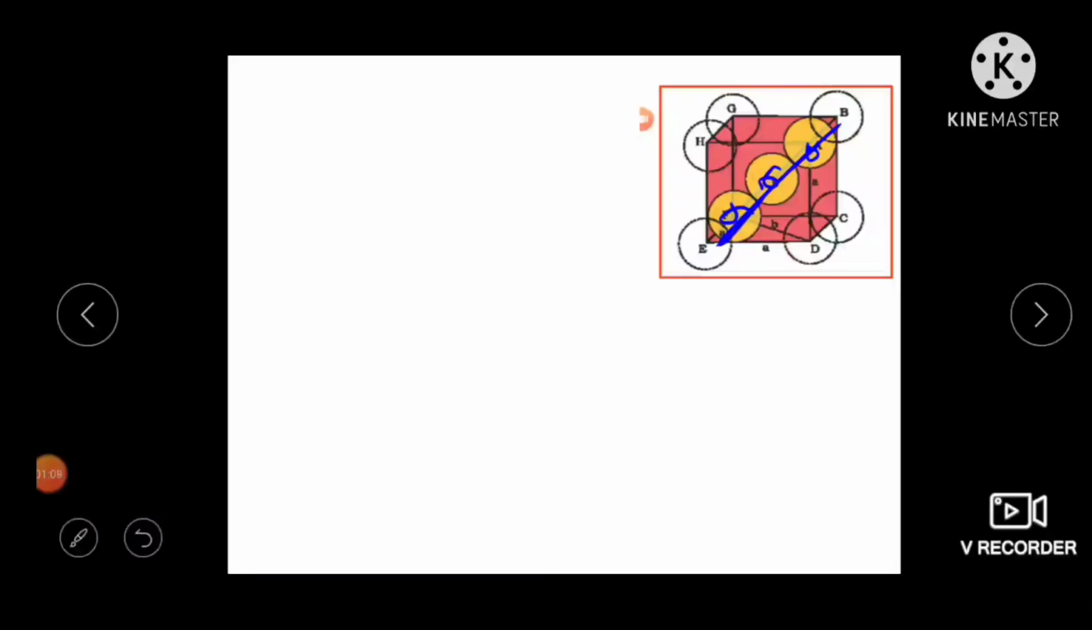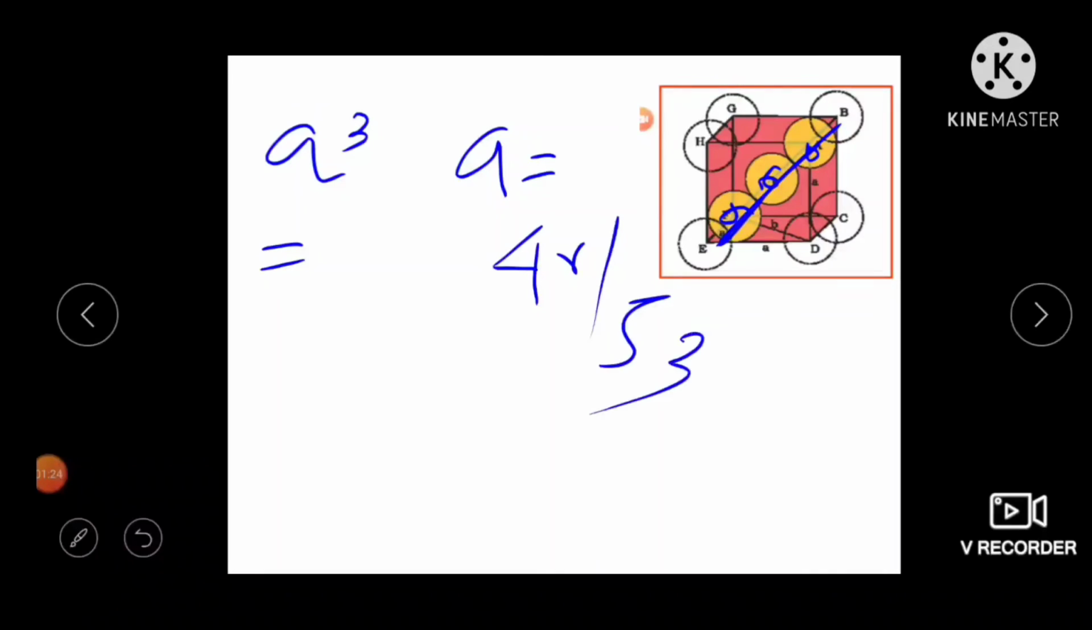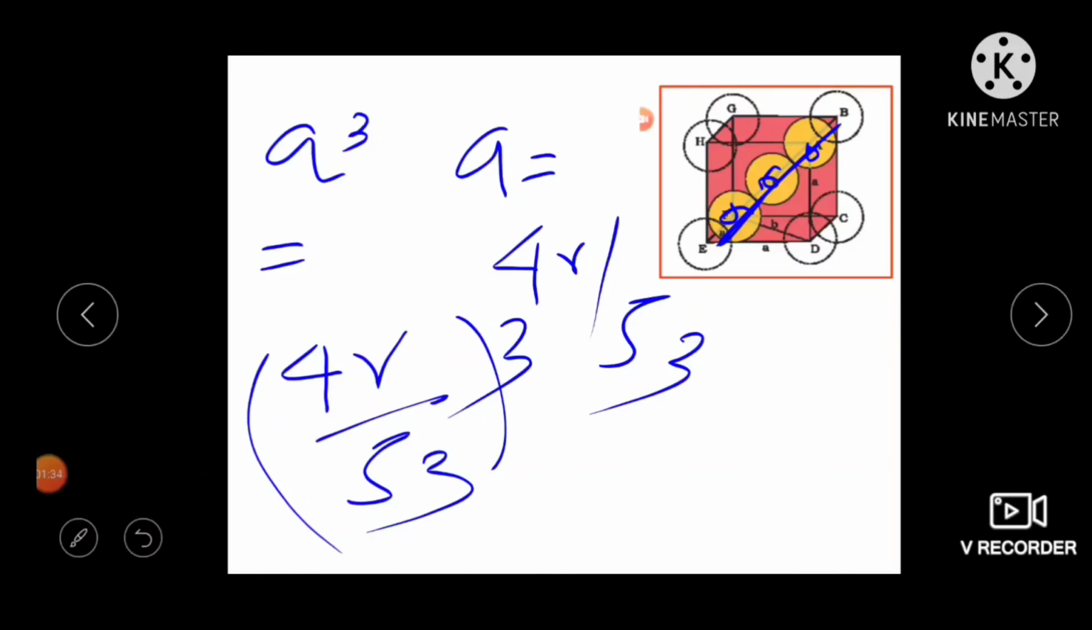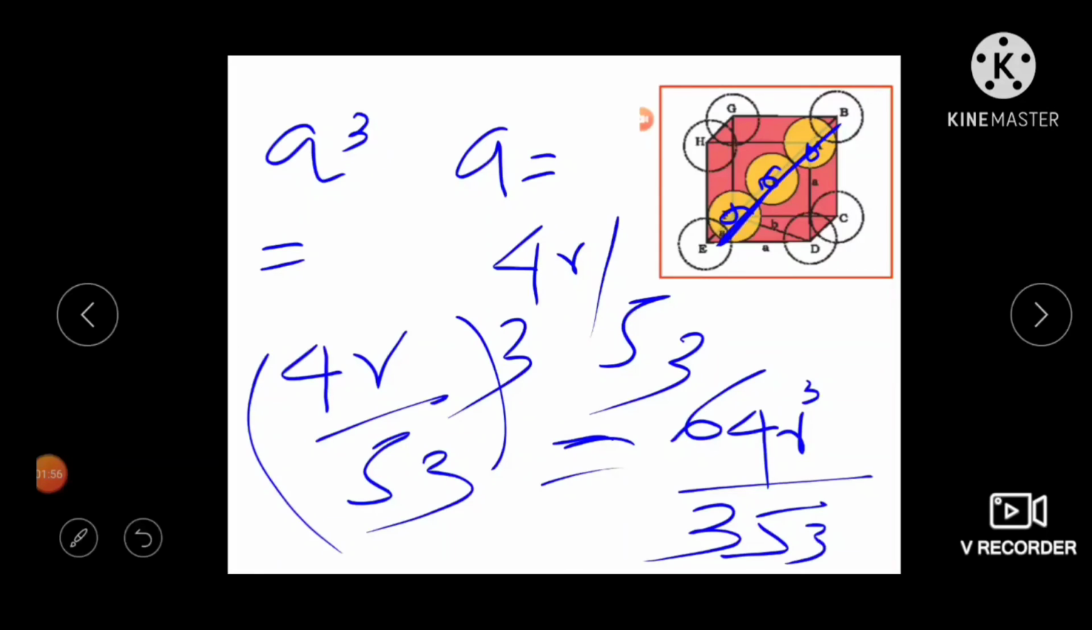Therefore, volume of unit cell. What is the volume of unit cell? a cube. Substitute the value of a. What is a? a equals 4r by root 3. If we substitute here, we get (4r by root 3) all cubed, which is equal to 64 r cube by 3 root 3.